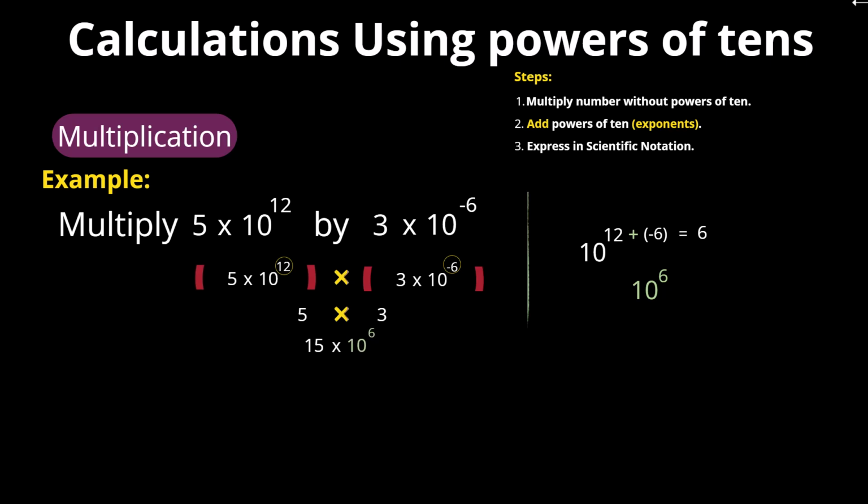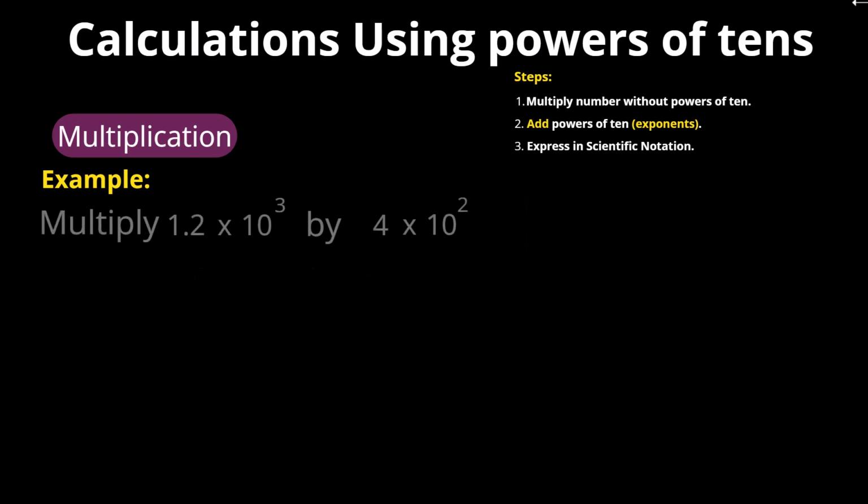And now look at this problem. Our final answer needs to be expressed in scientific notation. So this is our final answer, 1.5 times 10 to the 7th power. Now, once again, pause the video and work this example.